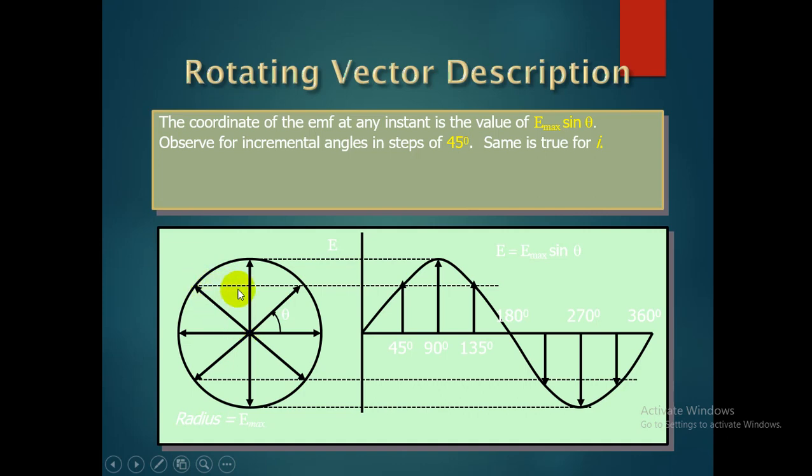When we draw a horizontal line across to the characteristic, we get one pointer here. Like that we are getting several pointers. When we join all these pointers, we will get a sinusoidal wave using the phasor values.